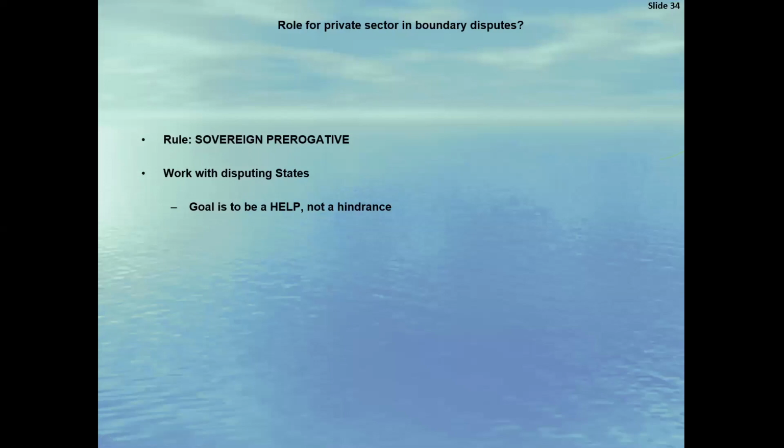So you will not see an oil company appearing on the side of either party before the International Court of Justice in The Hague. But foreign companies can and should work with the disputing states. And the goal here is to be a help, not a hindrance. Help means providing geological or other data to both states if requested, or identifying experts, such as Rob Vanderpoel, provided this is done in a neutral way. Foreign concessionaires should take care not to take sides with one state over another and refrain from aggressive lobbying. And some caution and restraint are called for.